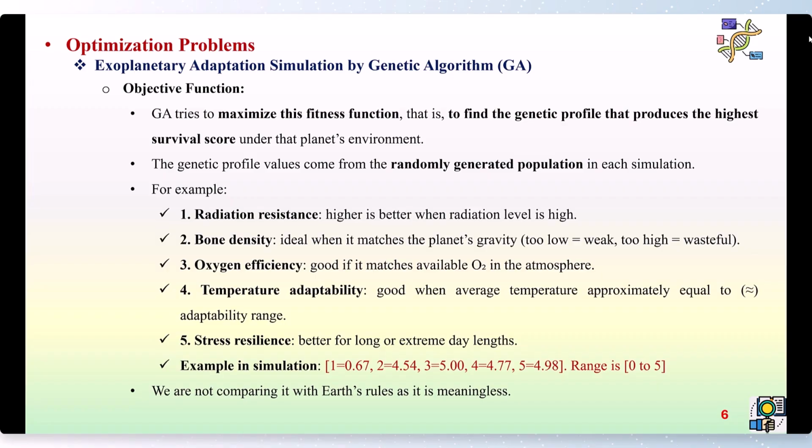Too low is weak, too high is wasteful. Oxygen efficiency is good if it matches the available O2, or oxygen, in the atmosphere of that planet. Temperature adaptability is good when the average temperature is approximately equal to the adaptability range. Stress resilience is better for longer, extreme day lengths.